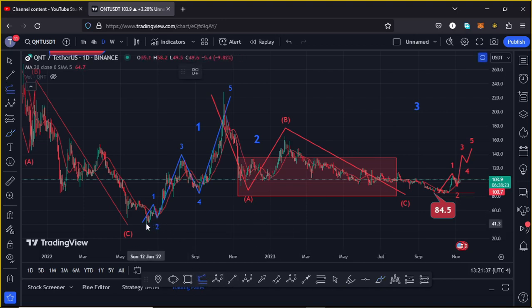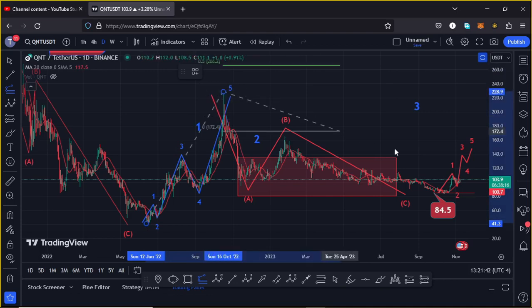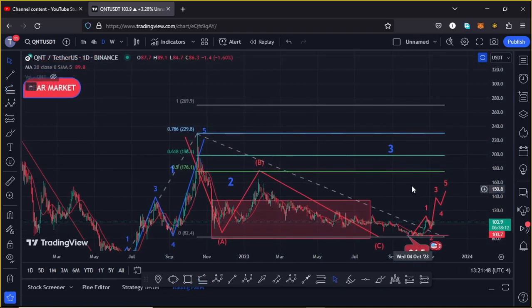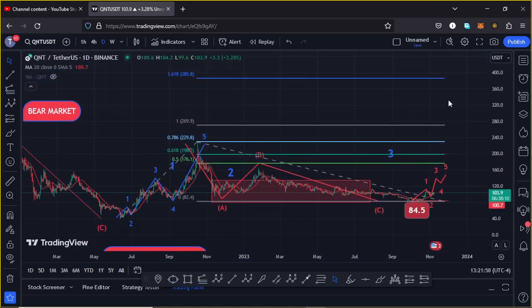The minimum target areas for the third wave are given by connecting the trend-based Fibonacci from the low of the first wave to the high of that wave 1, then dragging the Fibs to the low of the second wave, giving me a minimum target area at the Fib level 1.618, and that is above the $385.8 mark, which is the minimum that we can expect that wave 3 to the upper side to do.